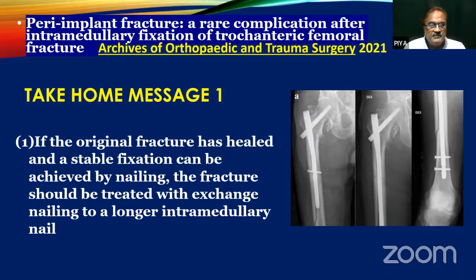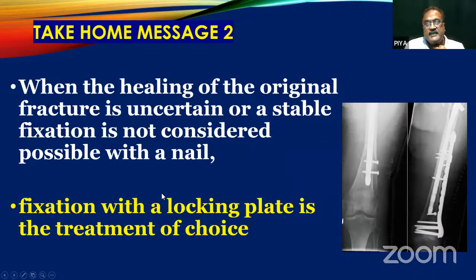Take home messages. If the original fracture has healed and it is stable, fixation can be achieved by nailing, the fracture should be treated by exchange nailing to a longer intramedullary nail. You can see here, short nail, there is a fracture. It has to be converted with a long PFN and the fracture probably will heal. Another, when the healing of the original fracture is uncertain, in that case, if there is a fracture of the shaft or a subtrochanteric region or an intertrochanteric area, keep the nail in situ, remove the screw, and you can have an additional plate with or without bone grafting.